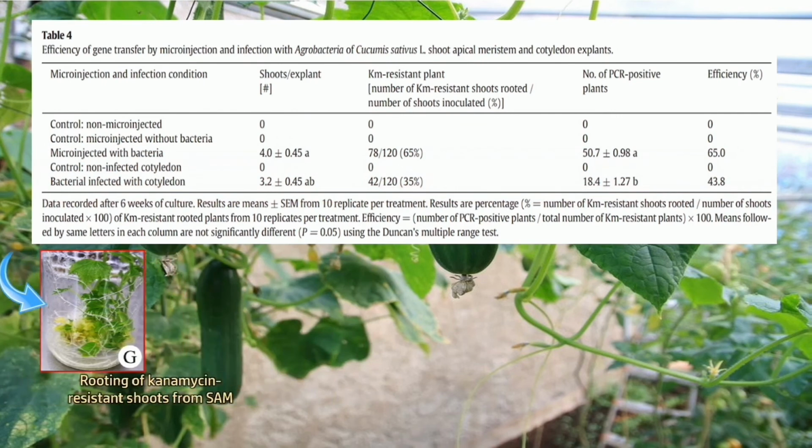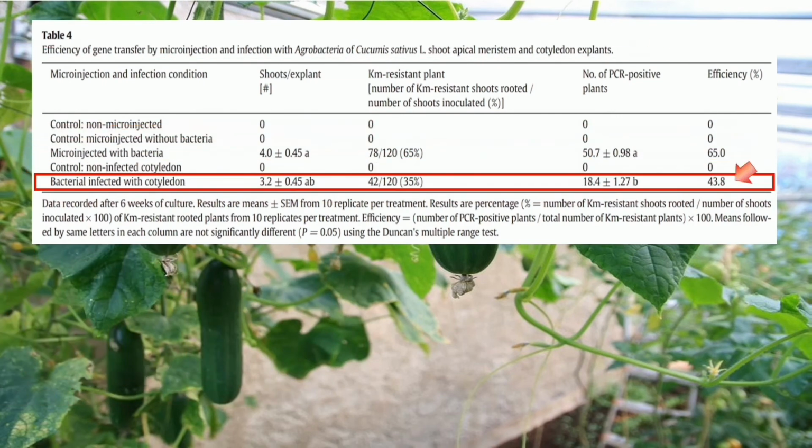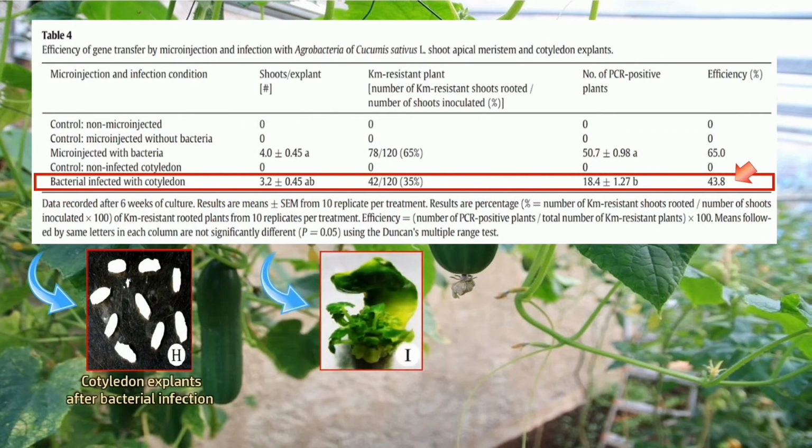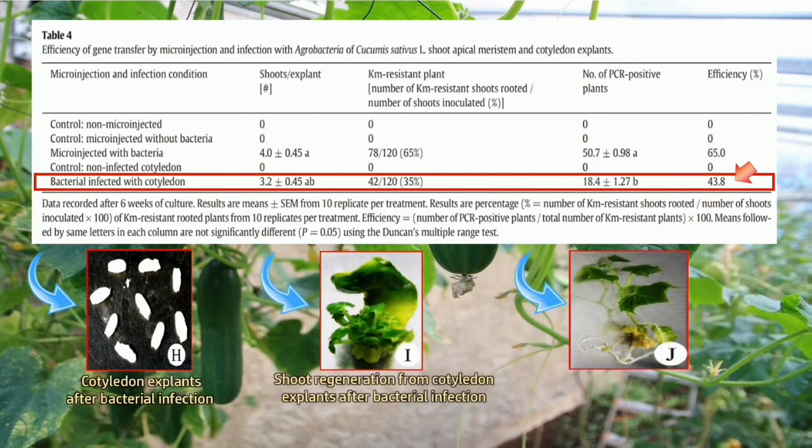In the case of cotyledons that were immersed in bacterial suspension, only 3.2 ± 0.45 shoots per explant were observed, which is significantly lower than shoot apical meristem explants that were microinjected. Moreover, only 35% of them were identified as Km-resistant shoots, which results in a 43.8% gene transfer efficiency being recorded.